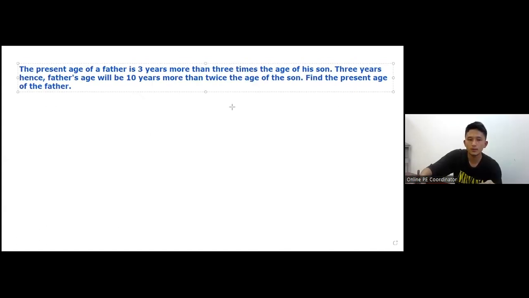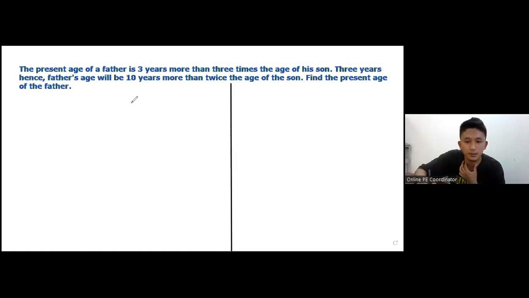Alright, so let us solve this third question. The present age of a father is 3 years more than 3 times the age of his son. 3 years hence, 3 years after that, the father's age will be 10 years more than twice the age of the son. Now, find the present age of the father.